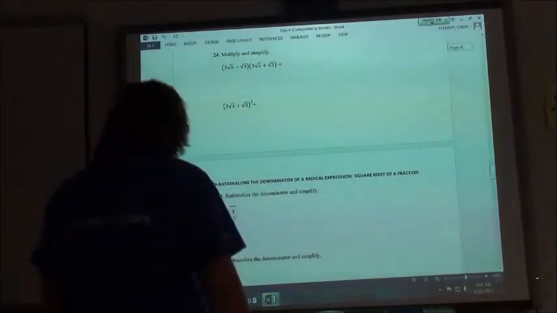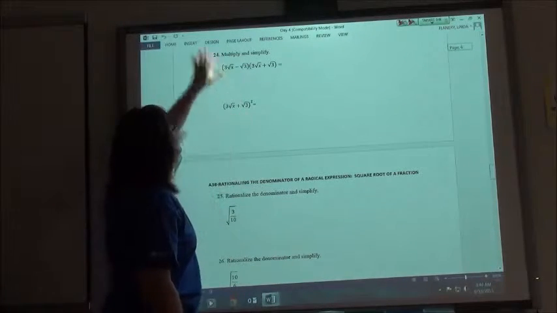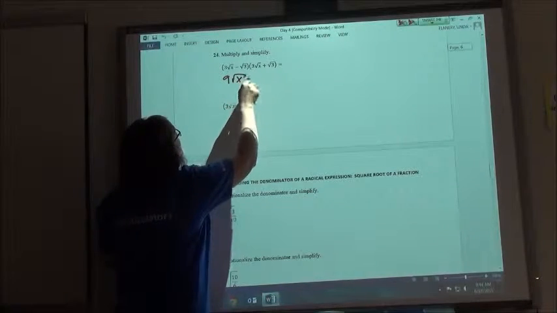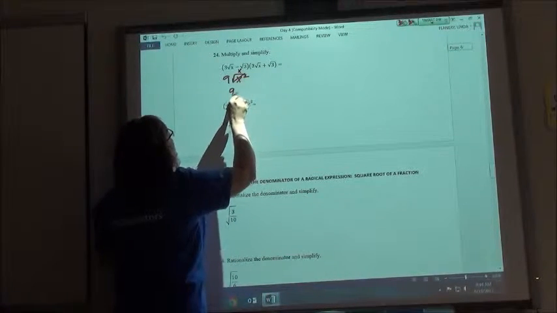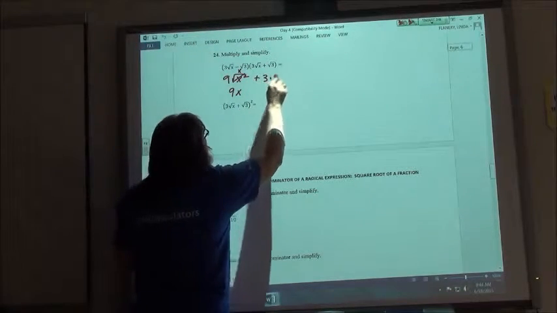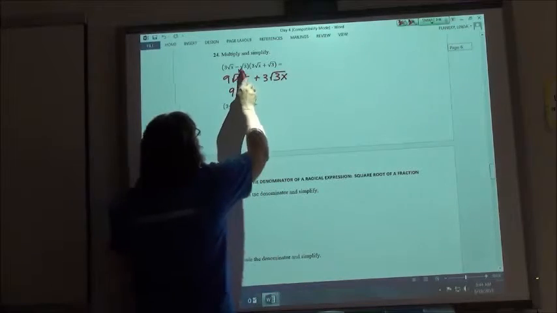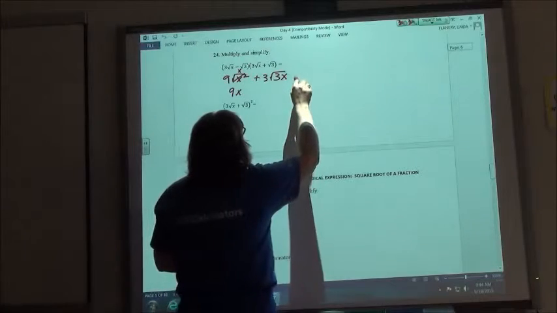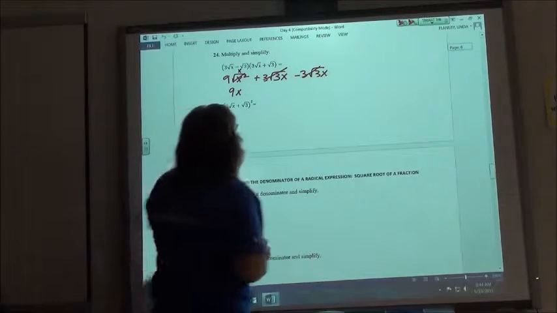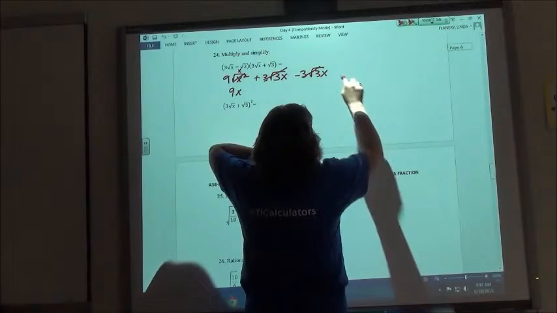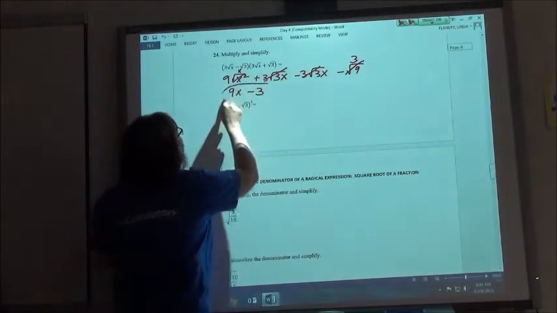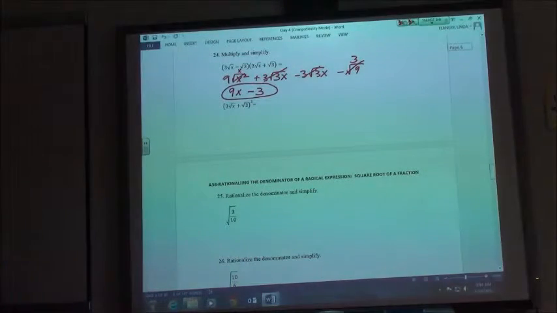Number 24 then. They're going to start with the conjugate this time. 3 square root of x times 3 square root of x would be 9 square root of x squared. Square root of x squared is x, so we would get 9x. 3 square root of x times the square root of 3 would be 3 square root of 3x. Negative square root of 3 times 3 square root of x is negative 3 square root of 3x. Those should be opposites and cancel each other out. Negative square root of 3 times a positive square root of 3 is a negative square root of 9, which makes that just a 3. So I get 9x minus 3 for my answer.